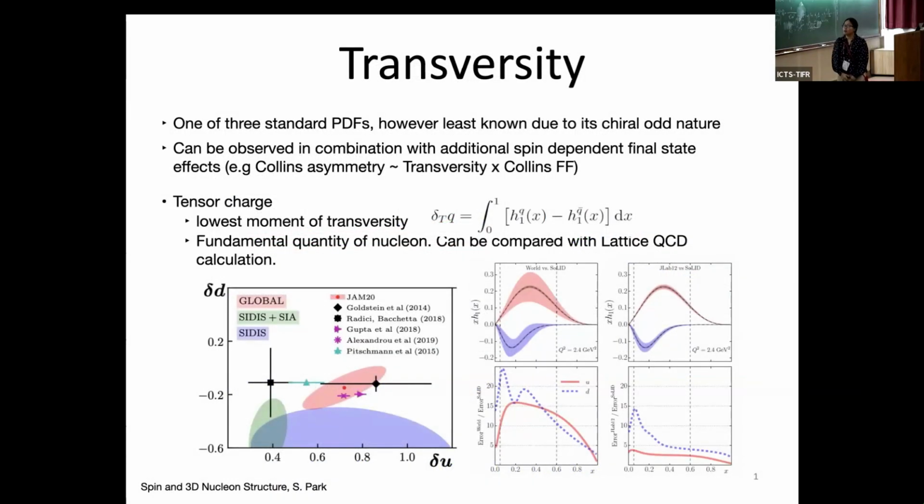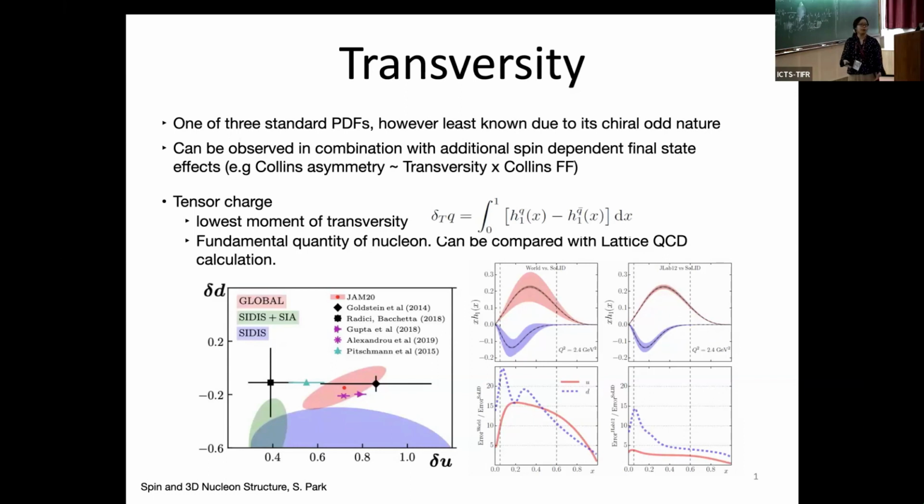So the next TMD function that we want to talk about is the transversity. Remember, the transversity is one of the three collinear parton distribution functions, but it was least known because it's not really easy to measure. So you've been discussing this chiral nature of the transversity function, right? If you want to measure this, you need to combine it with another chiral object or observable. You can do that by looking at this Collins asymmetry, for example. Then you have the transversity and then the Collins fragmentation function, and so then you can extract the transversity there.